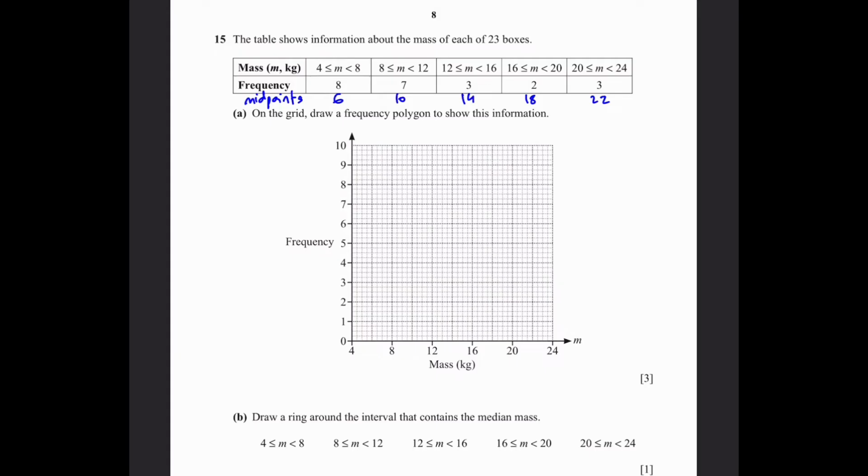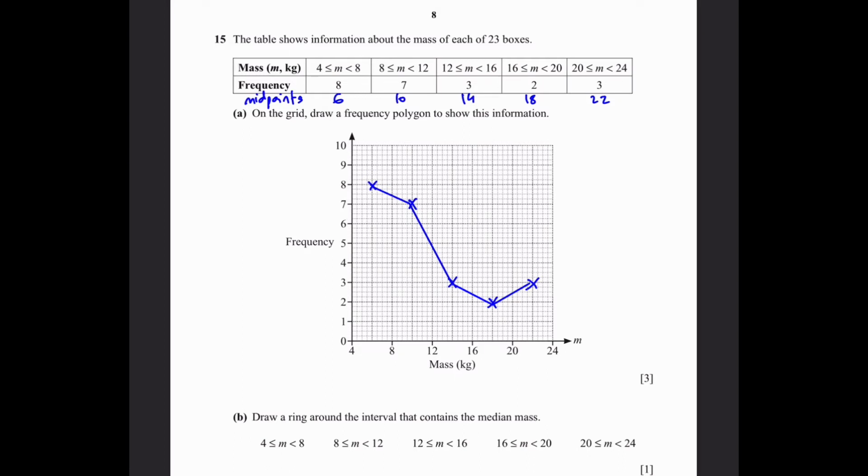Now the y values. The frequency for midpoint of 6, frequency is 8. So we can label 6, 8 here with a cross. Then we have 10, 7, another cross. And do the same thing to find all the points in the frequency polygon. Now we have 5 points and we can just connect the dots to get our frequency polygon. That's our answer. Let's go to part B.